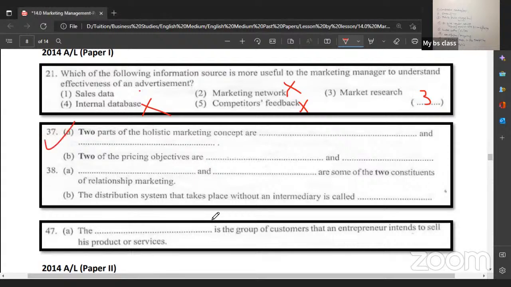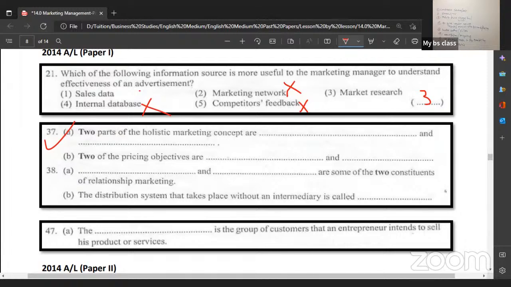Question 38A. What do you think about 38A? There's a blank, right? Relationship marketing. Yes. So that is the long term, mutual benefits, the mutual relation which will satisfy both parties. If you think about relationship marketing, you realize it.